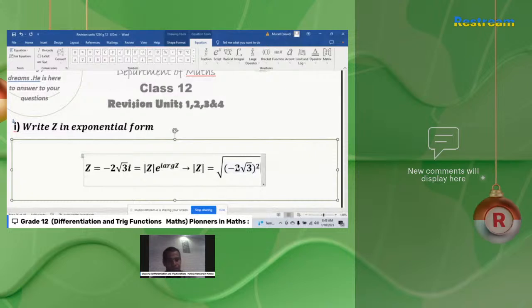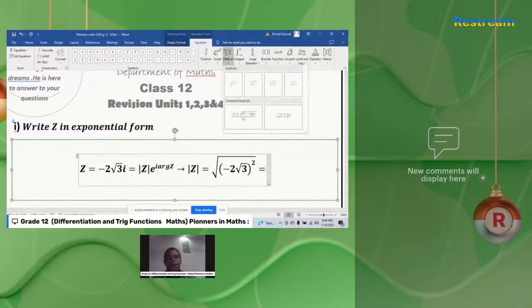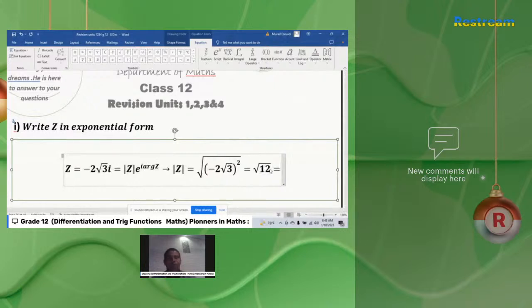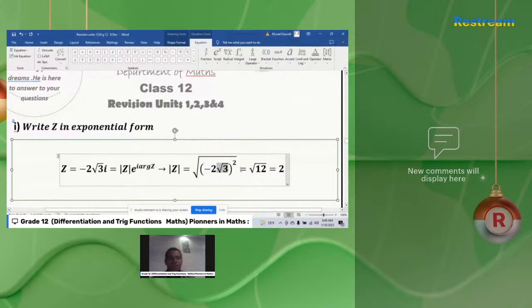Therefore, this one is equal to what, learners? Minus 2 squared is 4. Then 2 root of 3 all squared is 12, so 4 multiplied by 3 is 12. So it will be root of 12, which is equal to root of 3 multiplied by 4, which gives 2 root of 3. So this is the modulus of the complex number z.